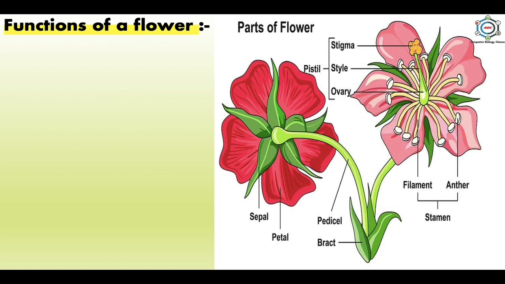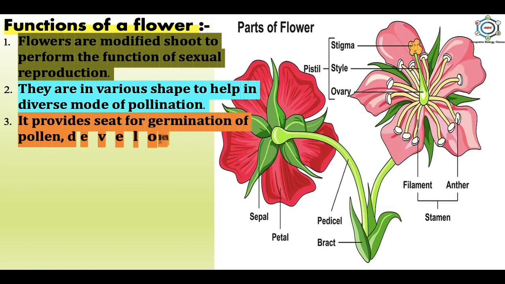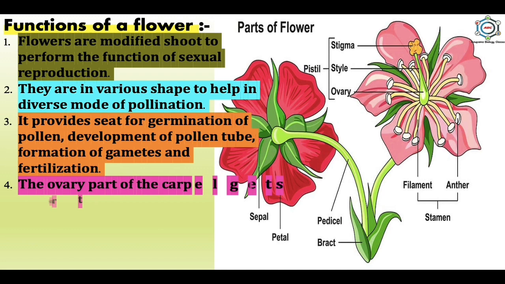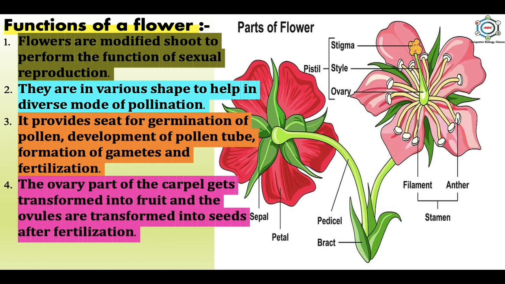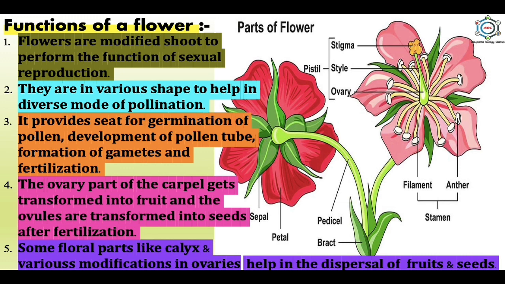Now the functions of a flower. Flowers are modified to perform the function of sexual reproduction. They are in various shapes to help in diverse modes of pollination. It provides sites for the germination of pollen, development of pollen tube, formation of gametes and fertilization. The ovary part of the carpel gets transformed into fruit and the ovules are transformed into seeds after fertilization. Some floral parts like the calyx and various modifications in ovaries help in the dispersal of fruits and seeds. So these are the main functions of the flower.